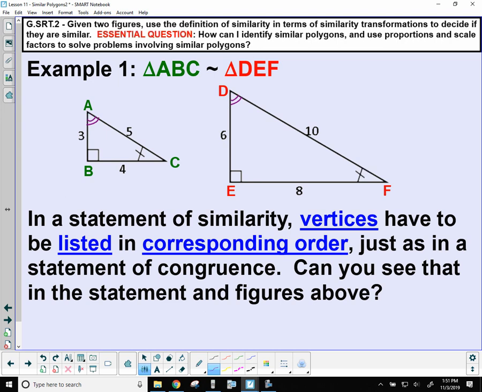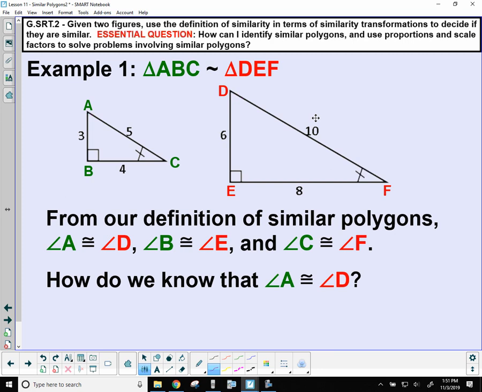On your fill-in-the-blank notes, I would want you to fill in, off to the empty side or space, the statement: the fact that angle A is congruent to angle D, angle B is congruent to angle E, and angle C is congruent to angle F. You're just re-emphasizing that.